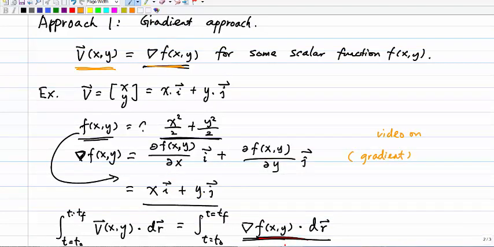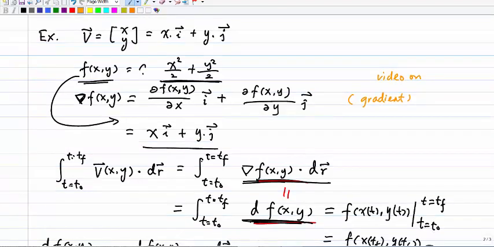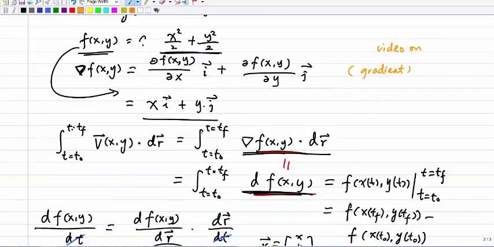So why the gradient field approach? The condition will guarantee that this is a conservative field. The reason is, if I'm doing the integration from t0 to tf of the vector field dot dr, where dr is my line element, this can be represented because the vector field is given by the gradient of a scalar field. I can replace it by the gradient times dr. The nice thing is that the gradient times dr is exactly df(x,y).